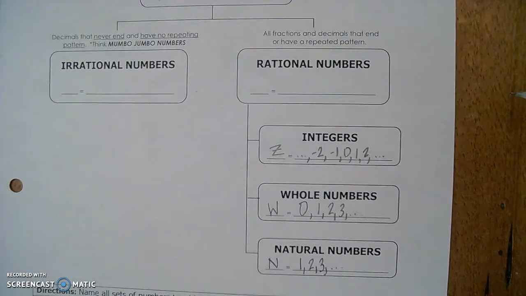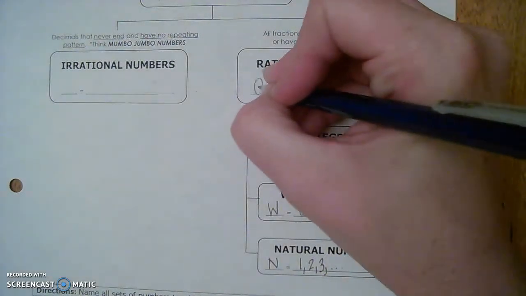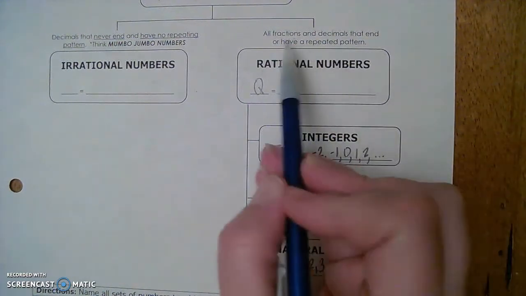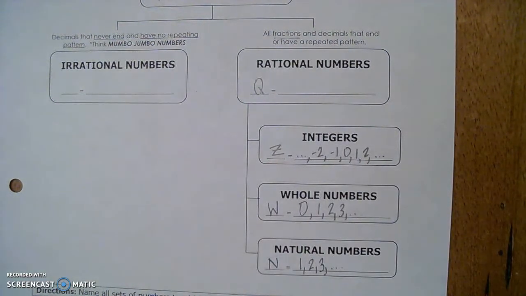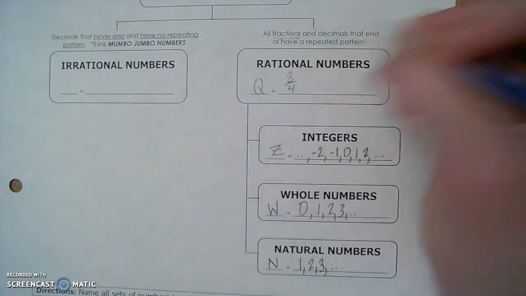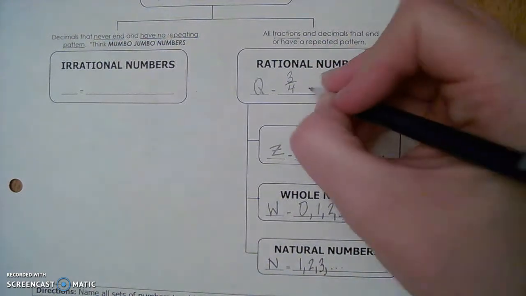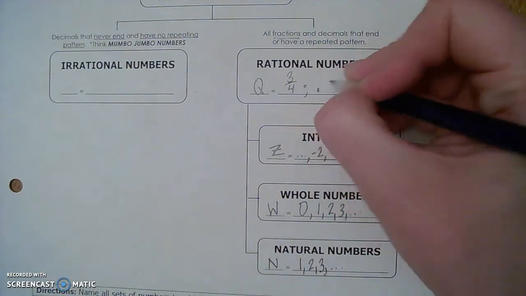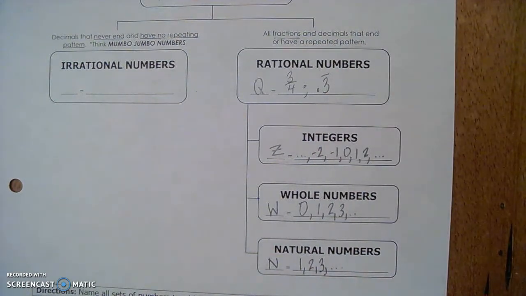Rational numbers are pretty much any number we can think of. For rational numbers, we use the letter Q. So up here it says all fractions and decimals that end or have a repeated pattern. So anything that you can write as a fraction is considered a rational number. So, for instance, 3/4 is a rational number. 0.3 repeating, so 0.33333 forever and ever, is a rational number because we can write that as 1/3.